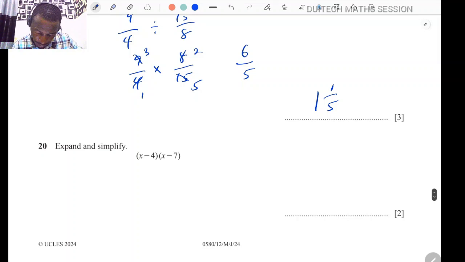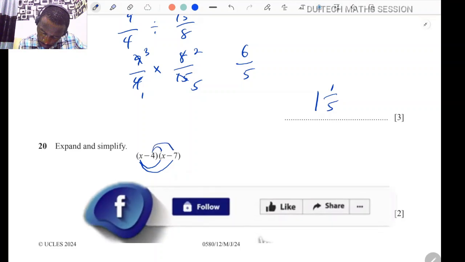Number 20 says expand and simplify. So we have to expand. We want to multiply this by this, then this one again by this, and so on. That's not a simple expansion, and I want to do a simple expansion.